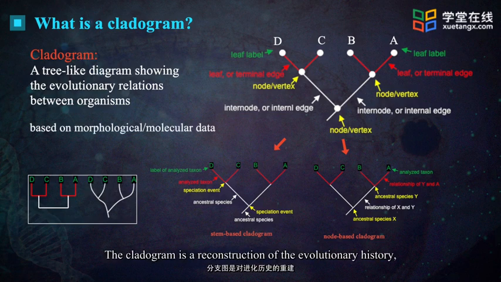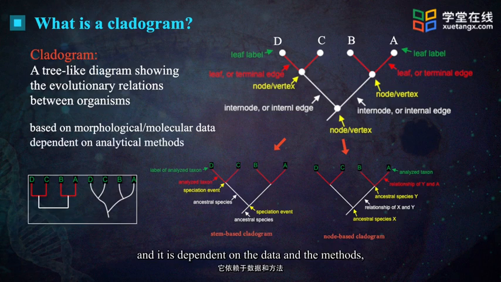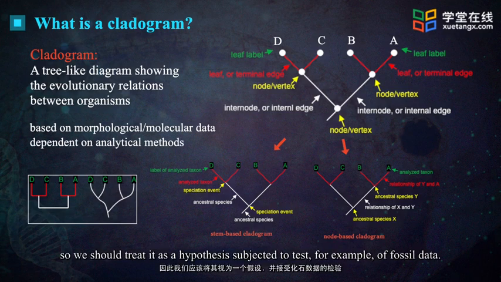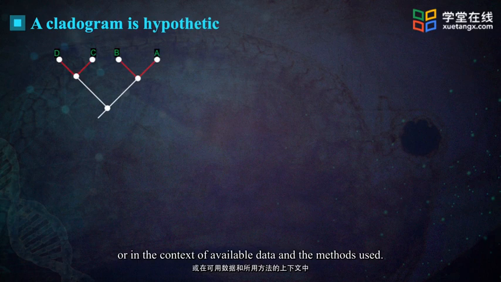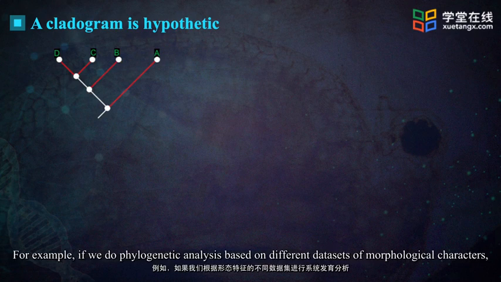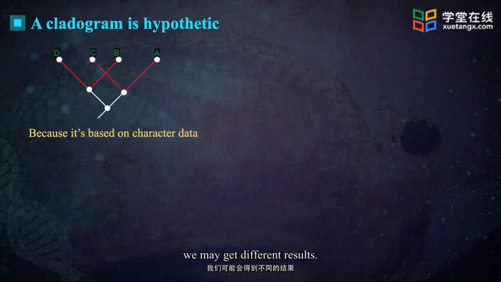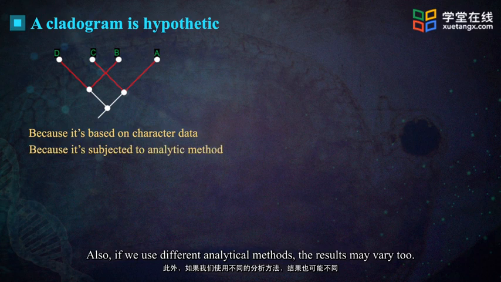The cladogram is a reconstruction of the evolutionary history, and it is dependent on the data and methods. So we should treat it as a hypothesis subjected to tests, for example, of fossil data. A cladogram is hypothetical in the context of available data and the methods used. For example, if we do phylogenetic analysis based on different data sets of morphological characters, we may get different results. Also, if we use different analytical methods, the results may vary too.